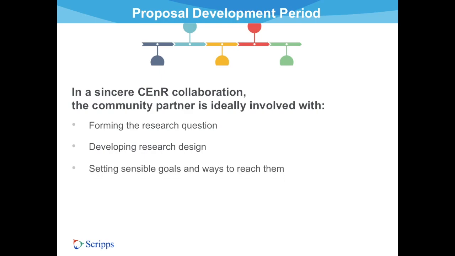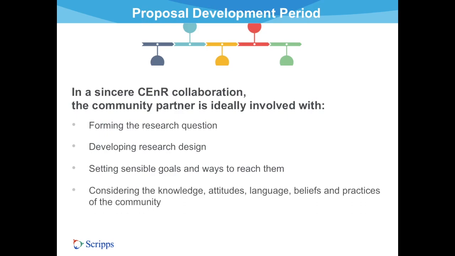Setting sensible goals and ways to reach them. Community members understand the context of these goals and whether they are realistic. It is also critical that the CEnR collaboration considers the knowledge, attitudes, language, beliefs, and practices of the community, and that the results are shared, sustained, and used for the good of the community.